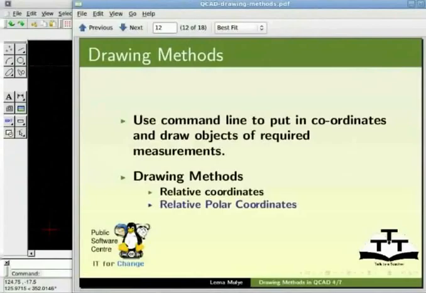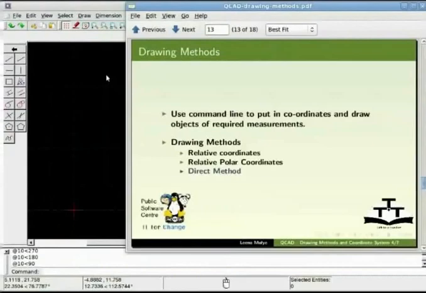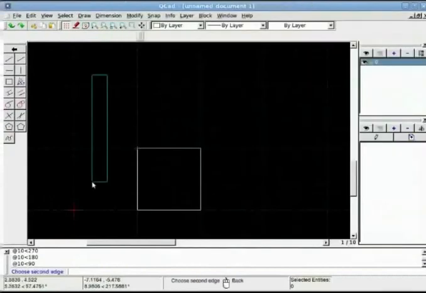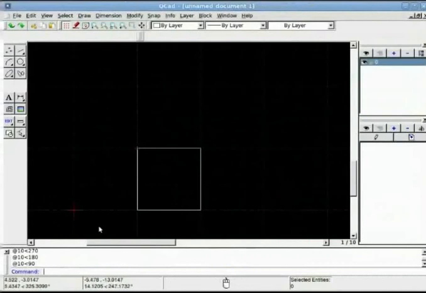Third is the direct distance method, which can be used to draw lines by specifying first point in relation to already drawn object using snapping tools by placing a cursor at that point and entering a distance value. Let's say in this drawing, if I want to put a horizontal line going in 3 o'clock direction exactly from this point, I can do so by using this direct distance method.